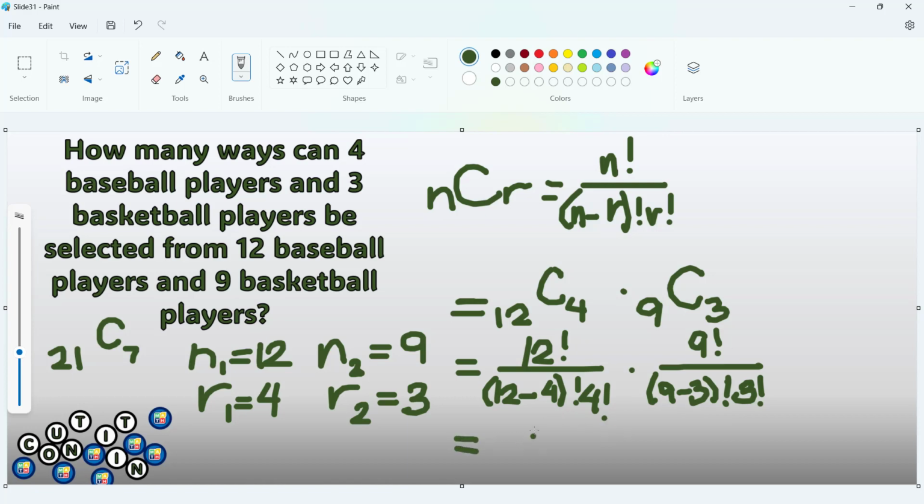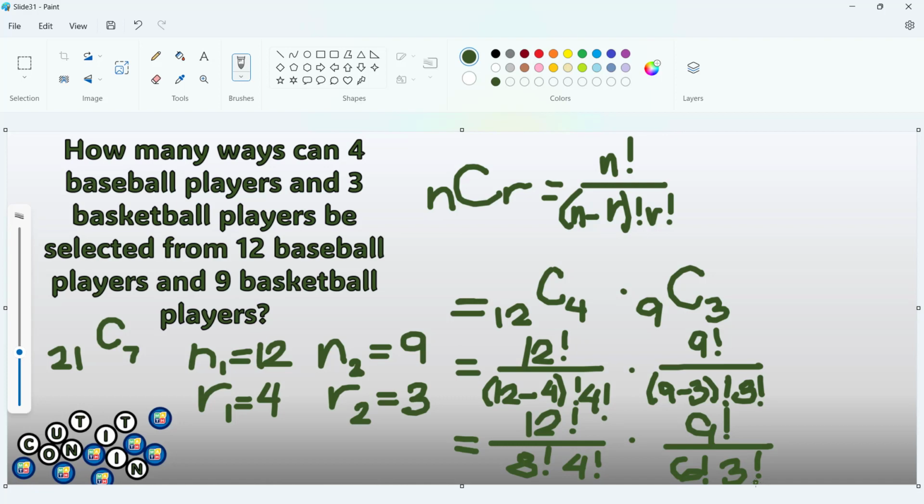For our first group, that would mean it's 12 factorial over 8 factorial times 4 factorial, and you will know that it's correct because the numbers 8 and 4, without the factorial notation, add up to 12. Same thing on the other side, you will have 9 factorial over 6 factorial, which is 9 minus 3, and 3 factorial.